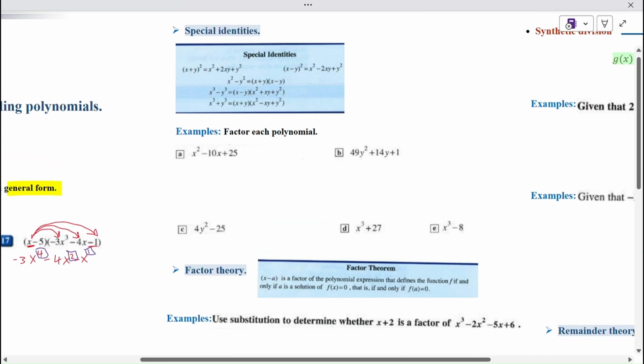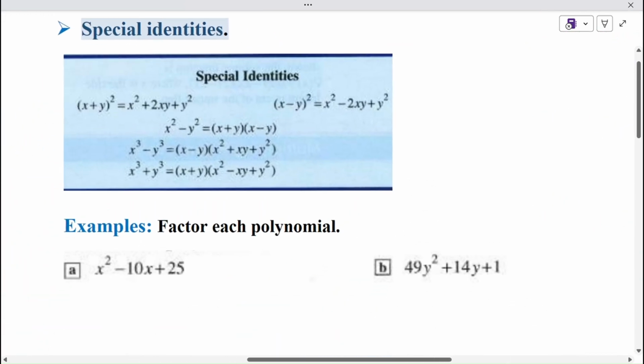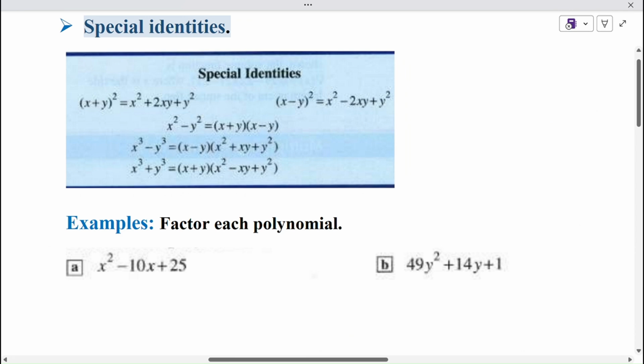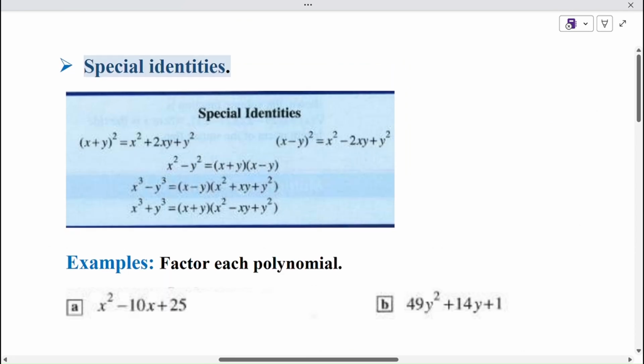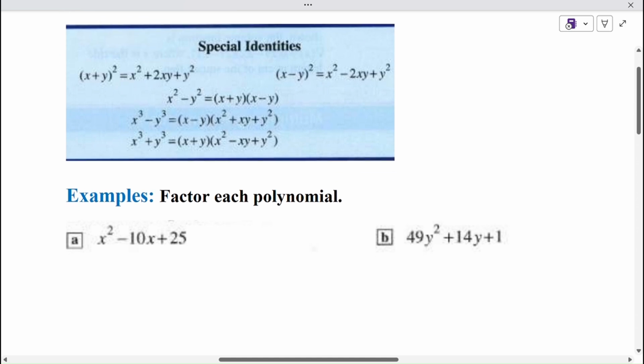Here again we have factoring, but here we have special identities. We studied some of them in chapter 3, like this one: x plus y, all to power 2. This is equal to the first term square plus 2 times first term times second term plus the second term square.